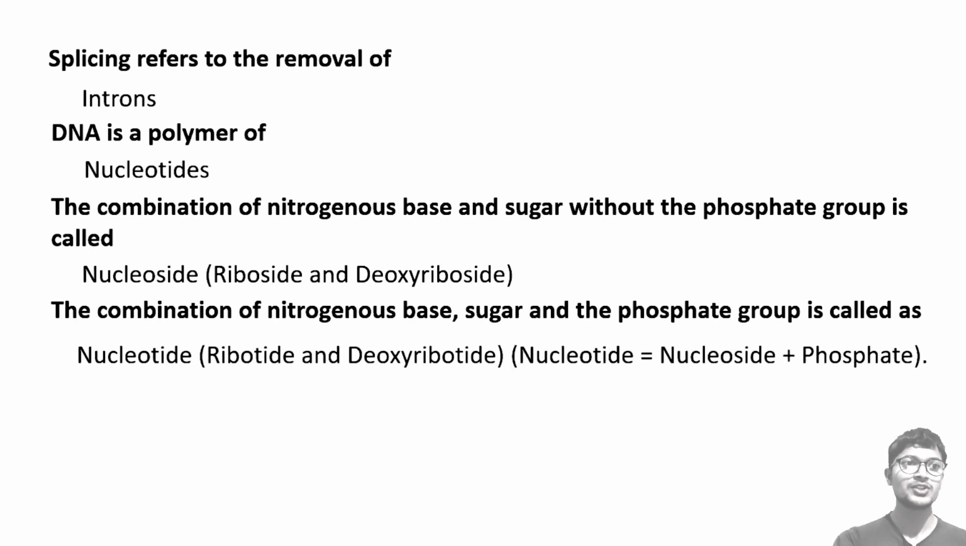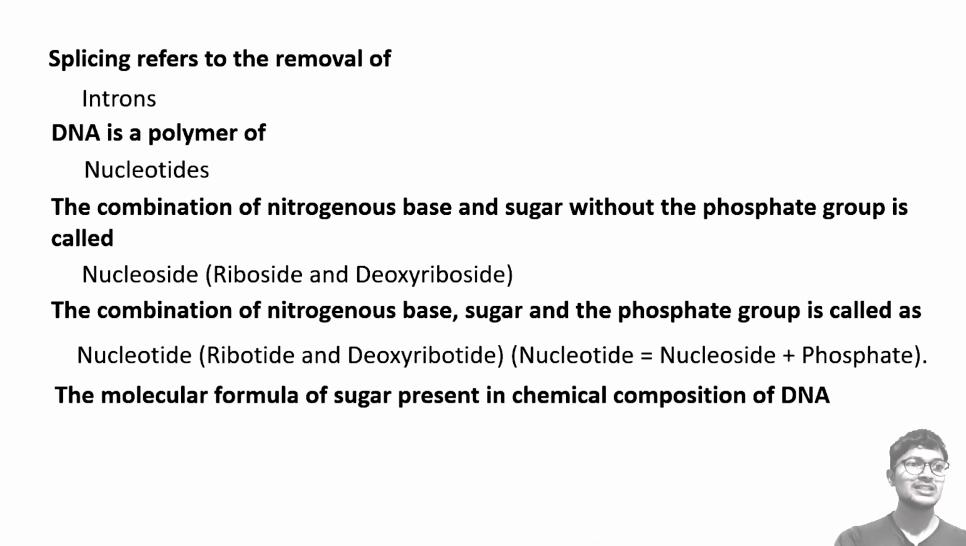Next question, the combination of nitrogenous base, sugar and the phosphate group is called as? Answer is nucleotide, in bracket ribotide and deoxyribotide, and nucleotide equals nucleoside plus phosphate. Clear? So now next question. Next question is the molecular formula of sugar present in chemical composition of DNA. Answer is C5H10O4. Clear?